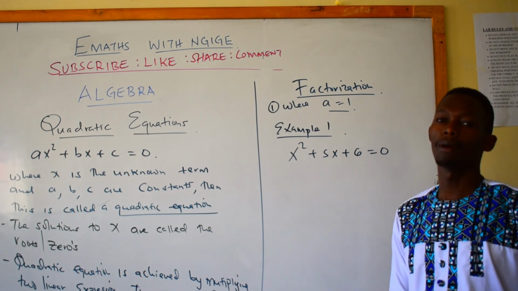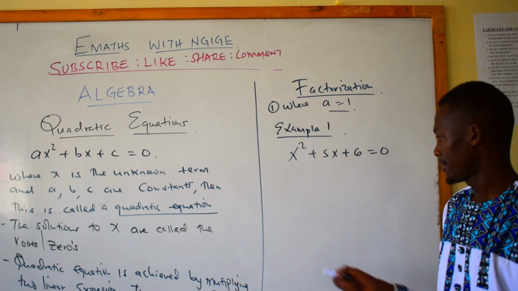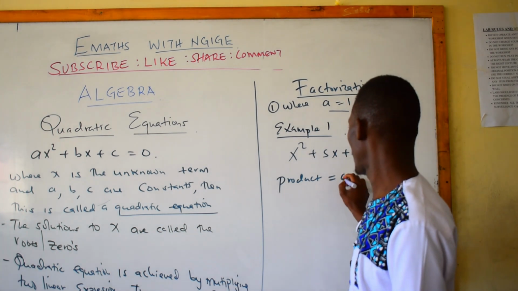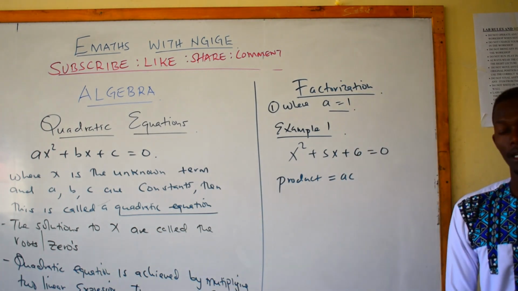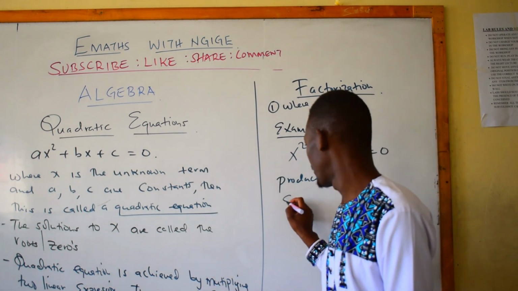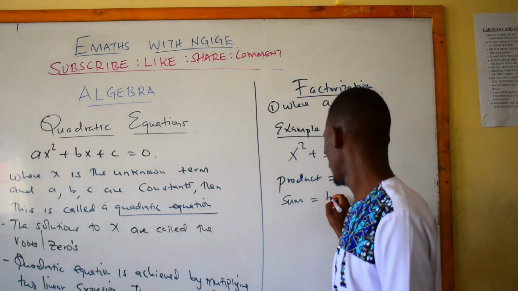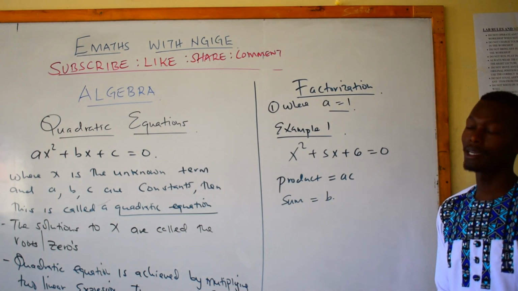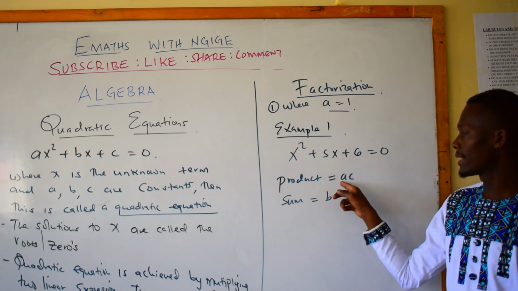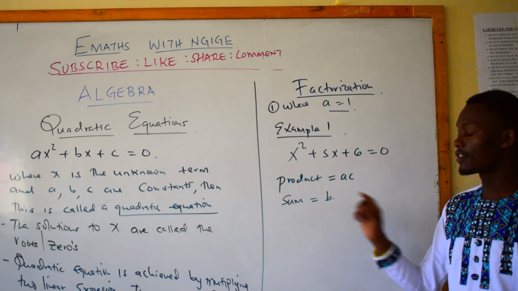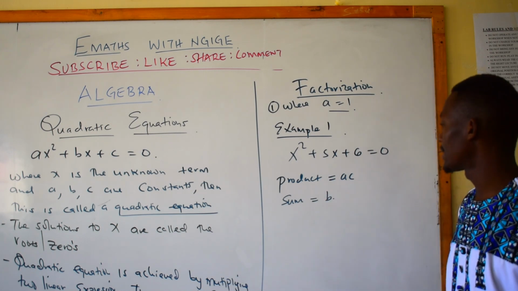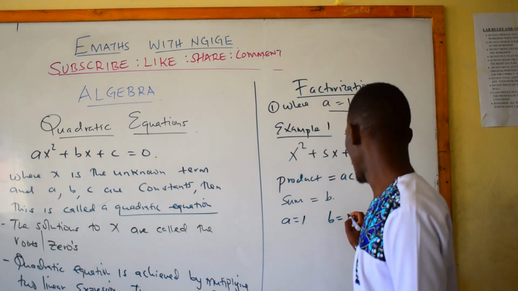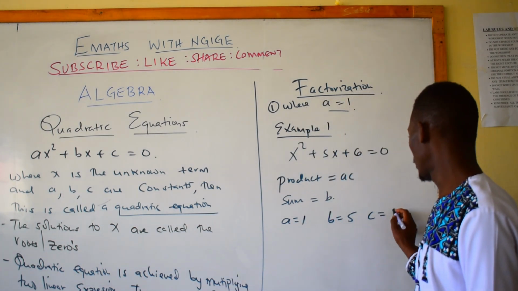Now, using factorization, we find two numbers whose product gives you the value ac, while the sum gives you the term b. So we're going to find two numbers, so two integers, which when you multiply give you ac, and when you add should give you b. So first of all, we start by getting our value of ac. So for example here, we have our a being 1, our b equals 5, and our c equals 6.